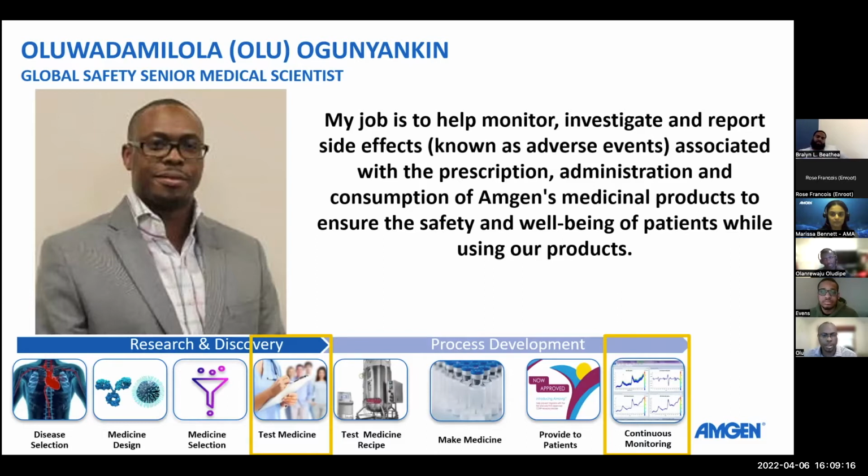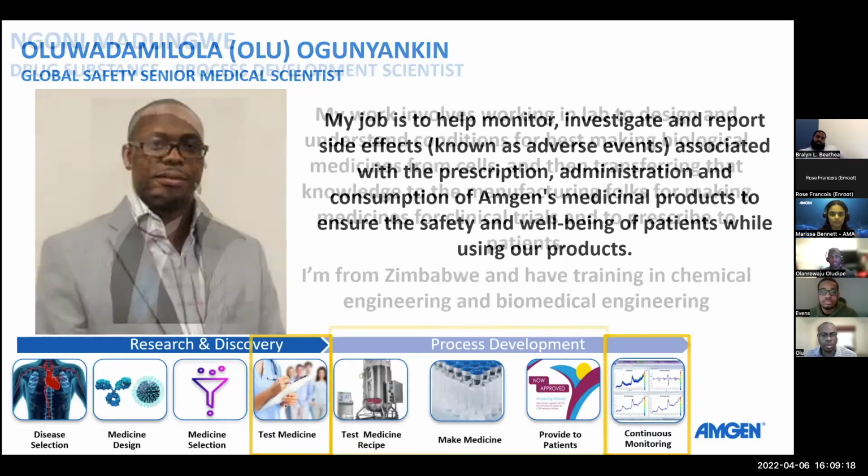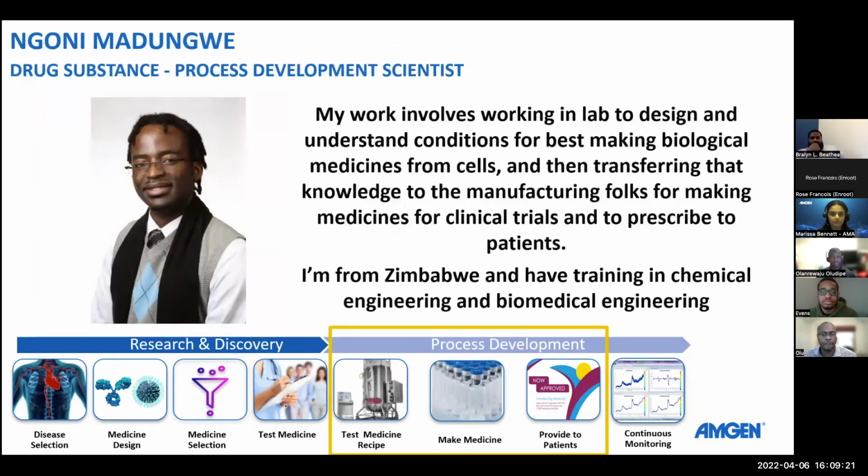So next, I'm going to call on Ngoni. Yes, can you hear me? Yes. All right. Hello, my name is Ngoni Madungwe, and I'm a process development scientist here at Amgen, also based at the Amgen Massachusetts location.